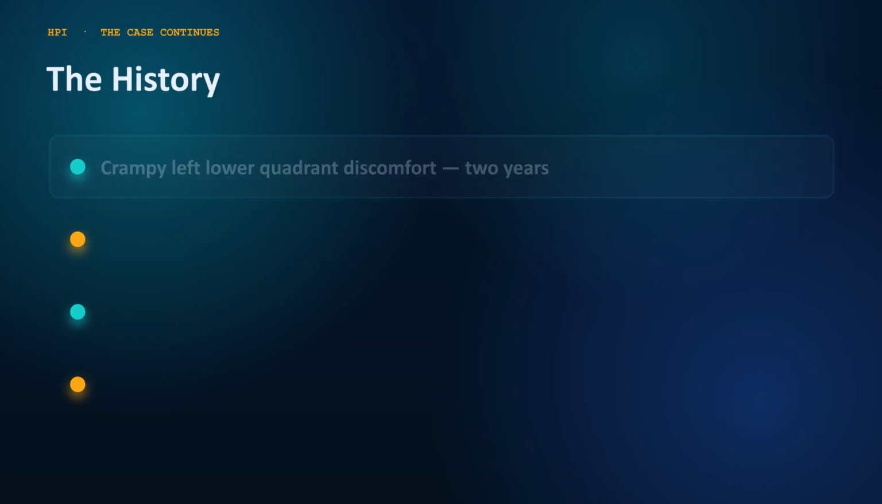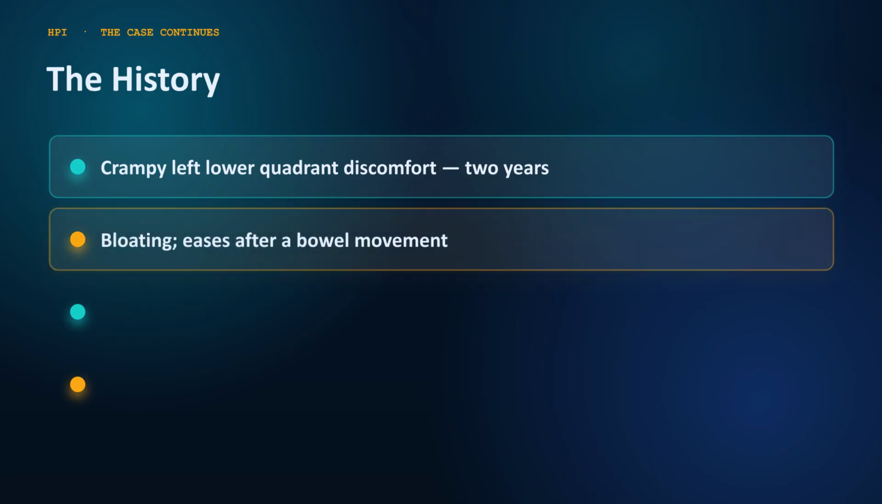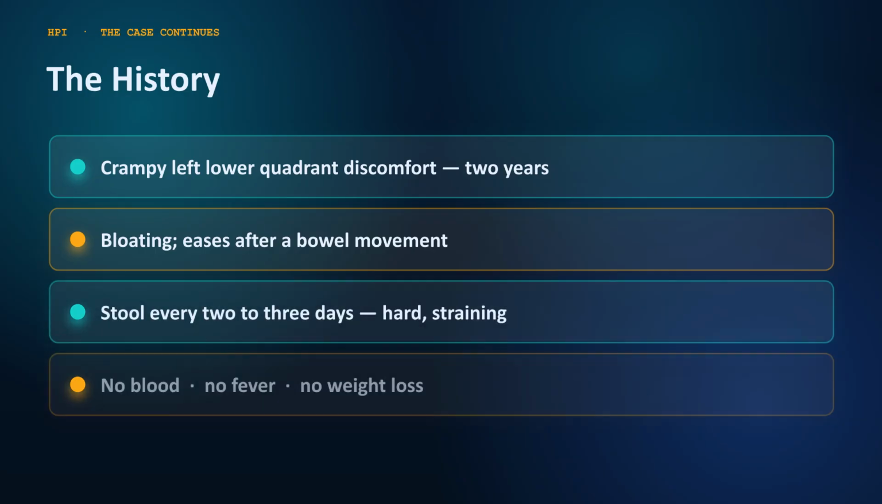For about 2 years he has had crampy discomfort low on the left side of his abdomen. It comes and goes. It is worse when he is bloated, and it eases after a bowel movement. His stools come every 2 to 3 days, and they are hard and small. He strains. He has never seen blood. He has had no fevers, no weight loss, and no vomiting.